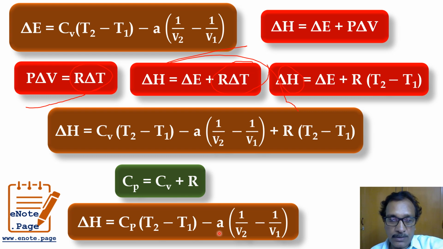So in this part, we discussed the values of dq, W, dE and dH for van der Waals gases.